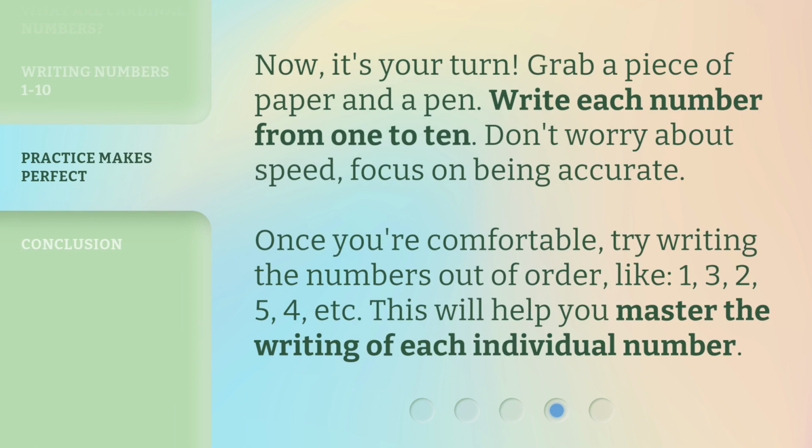Now, it's your turn. Grab a piece of paper and a pen. Write each number from 1 to 10. Don't worry about speed, focus on being accurate. Once you're comfortable, try writing the numbers out of order, like 1, 3, 2, 5, 4, etc. This will help you master the writing of each individual number.